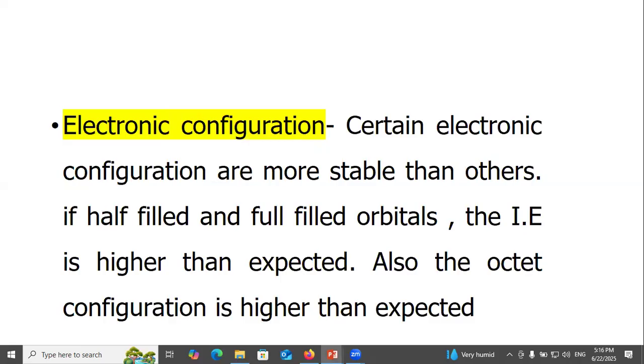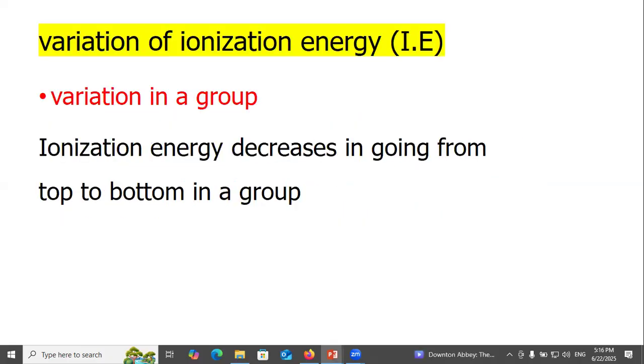Electronic configuration. Certain electron configurations are more stable than others. For half-filled and fully filled orbitals, the ionizing energy is higher than expected. Also, the octet configuration has higher ionizing energy than expected.